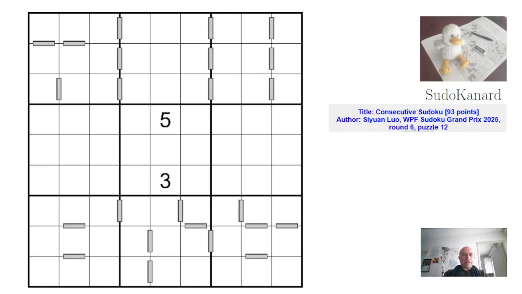Well, so the special rule of consecutive Sudoku is that such a gray bar between two cells means that the corresponding digits are consecutive, and very importantly, all such symbols have been given. So those two cannot be consecutive, those two won't be consecutive, etc. So where do you start in such a puzzle?